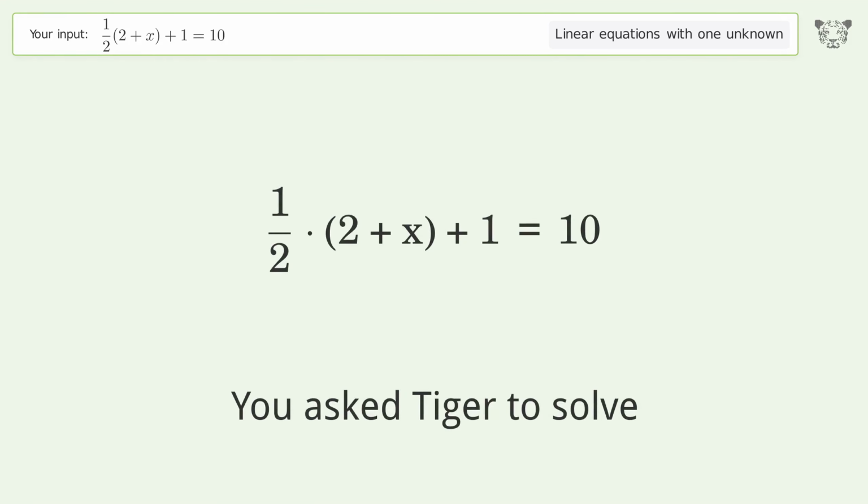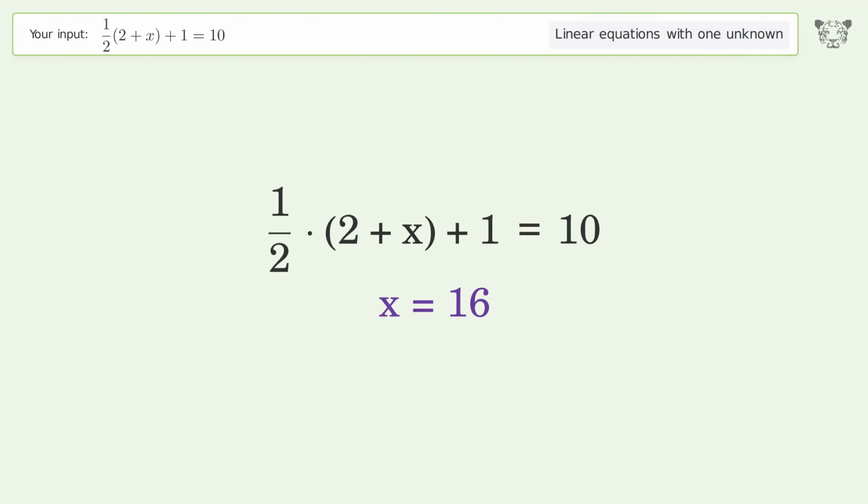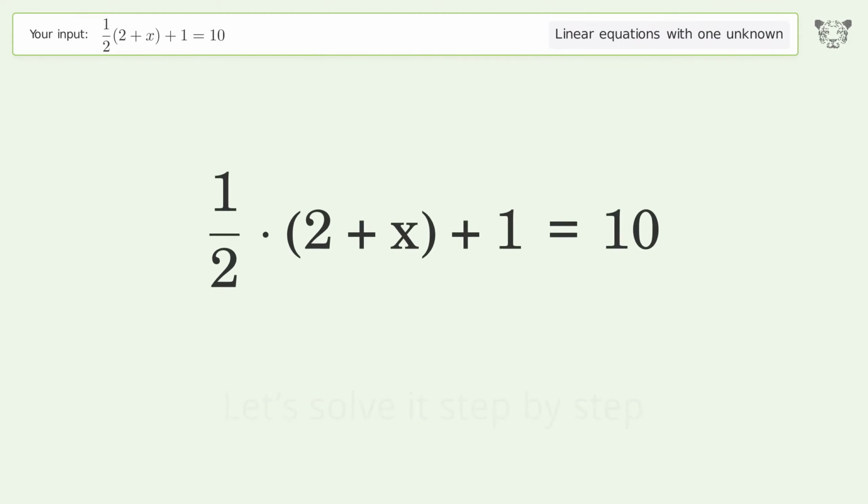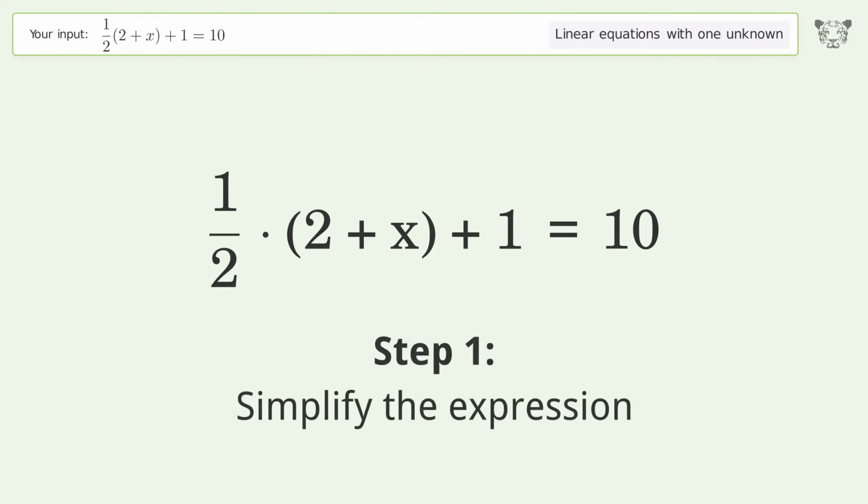You ask Tiger to solve. This deals with linear equations with one unknown. The final result is x equals 16. Let's solve it step by step. Simplify the expression. Multiply the fractions.